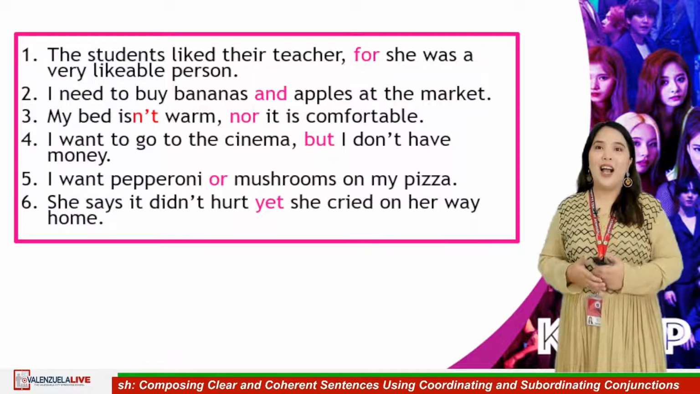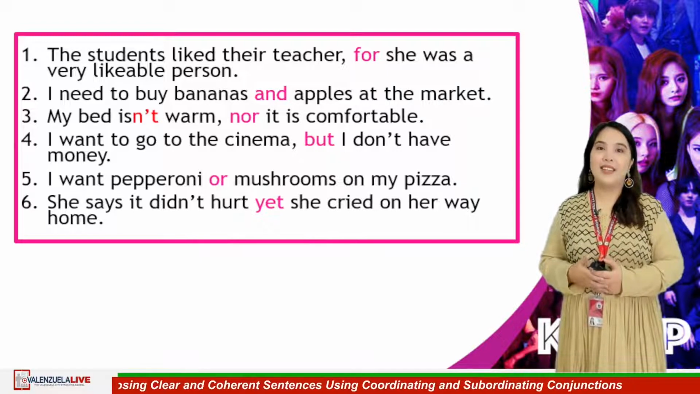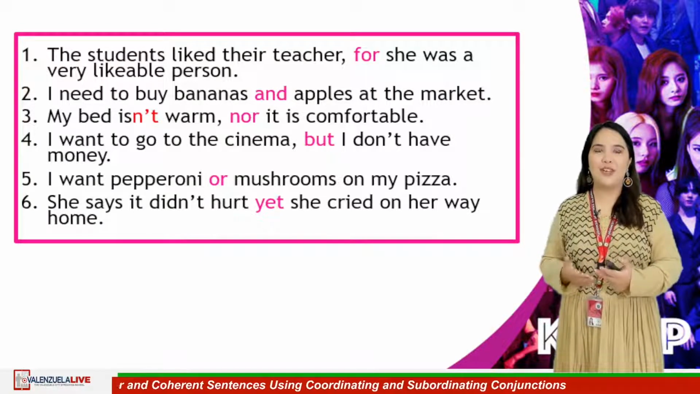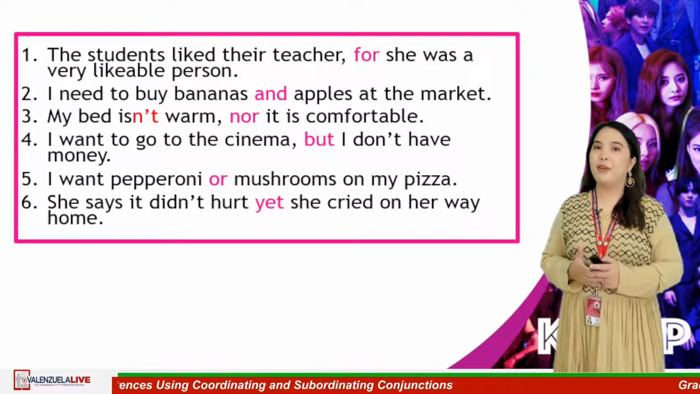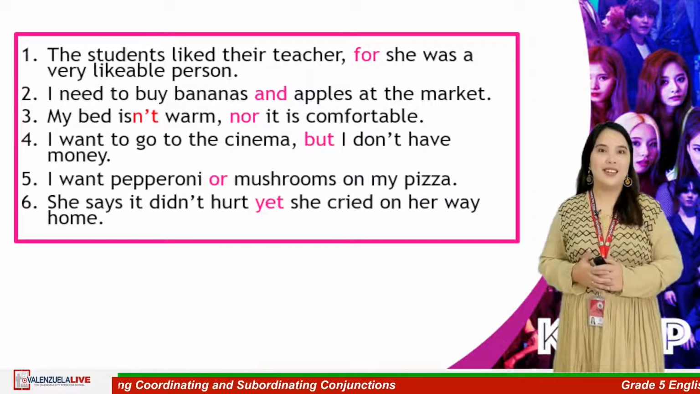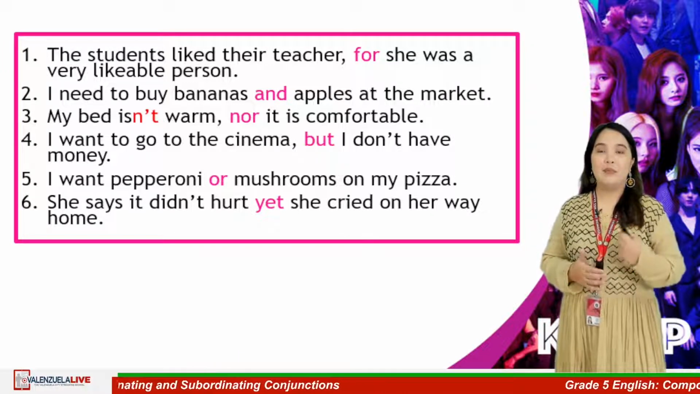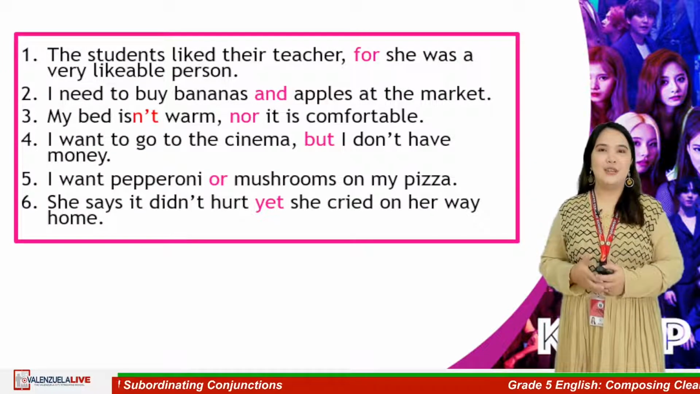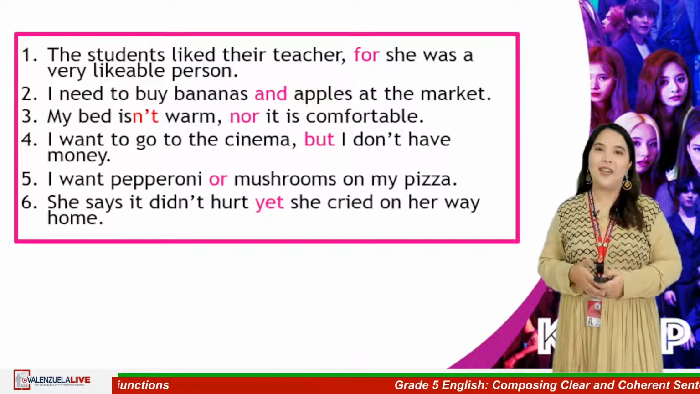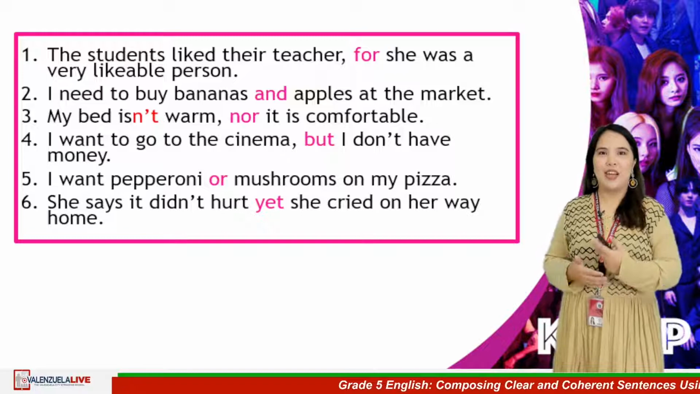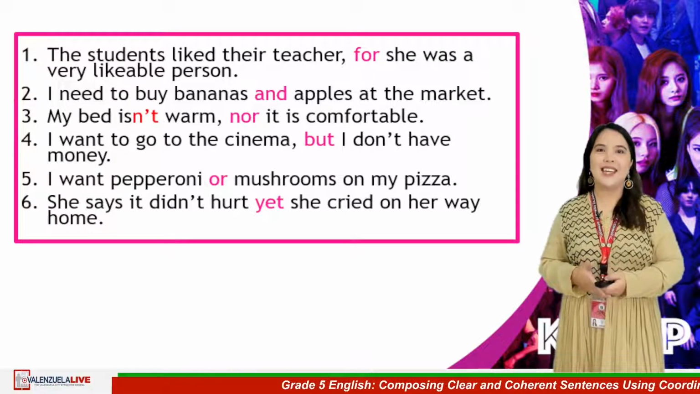Number 4, I want to go to the cinema, but I don't have money. Number 4 is showing us a contrasting statement. And number 5, I want pepperoni or mushrooms on my pizza. In this sentence, I am giving options. And for number 6, she says it didn't hurt yet she cried on her way home. So same function like but, it shows a contrasting statement.